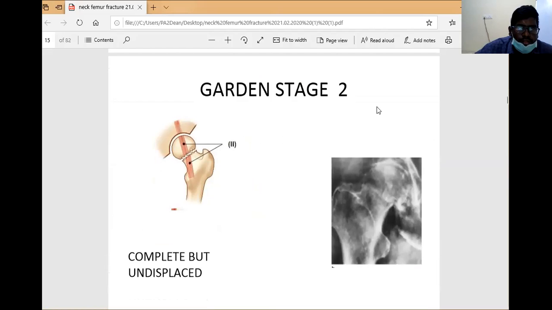Second one is stage 2. Stage 2 is complete but undisplaced, meaning the fracture is complete but the trabecula are in alignment. This is the acetabulum trabecula and the head and neck trabecula. They are in alignment and contact. Here there is a small fracture but the trabecular pattern is maintained.